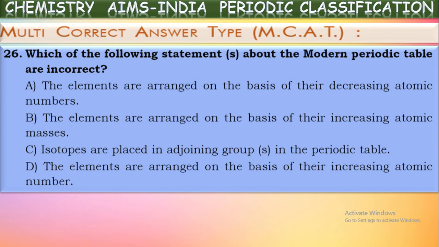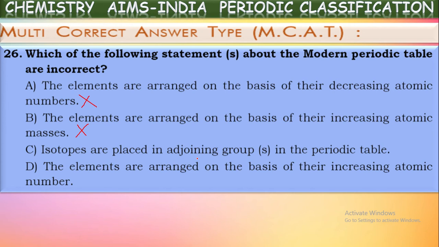See the first one, elements are arranged on the basis of their decreasing atomic numbers. So it is incorrect. What about the next statement? The elements are arranged on the basis of their increasing atomic masses. No, it is also not correct, because atomic mass is not the basis; they have taken atomic number as the basis for classification in the modern periodic table. Third one, isotopes are placed in adjoining groups in the periodic table.